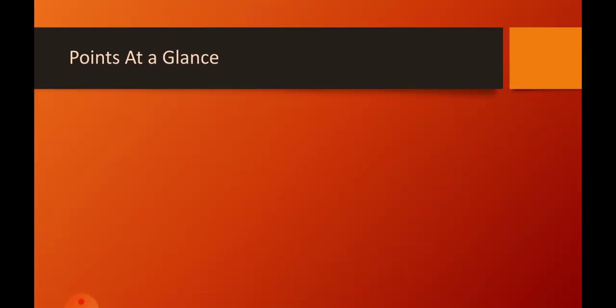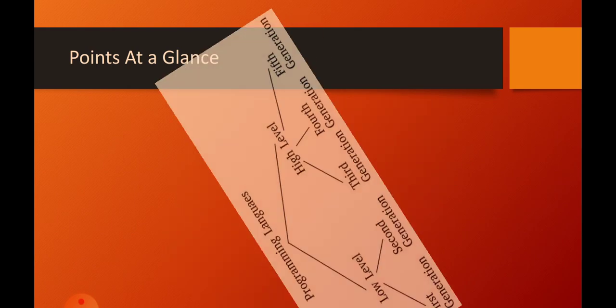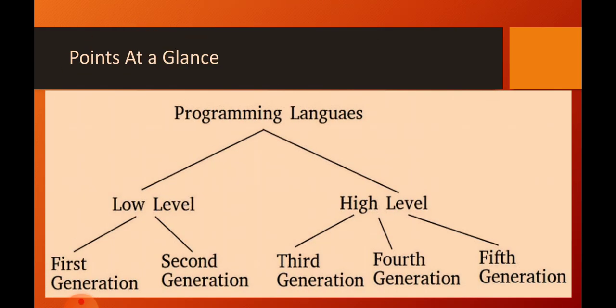Now I can conclude this. Programming languages are classified into two parts, that is low level programming languages and high level programming languages. Low level programming languages are classified into two parts, that is first generation and second generation. First generation is machine language, second generation is assembly language. In high level, there are third generation, fourth generation and fifth generation programming languages.